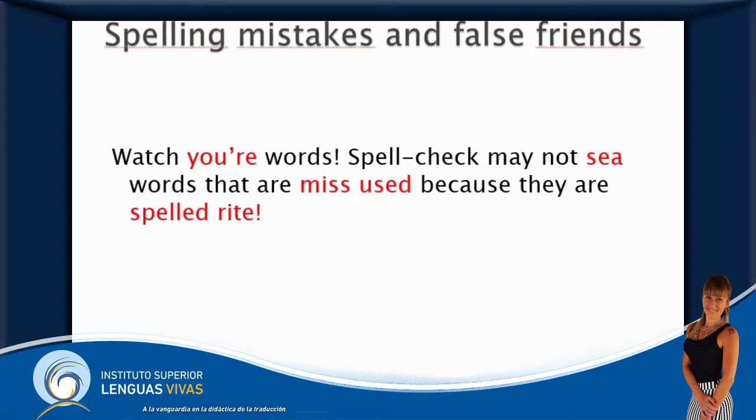The first thing we will analyze is the issue of spelling mistakes and false friends. Take a look at the example. You see that there are some words in red which are not badly written, they are correctly spelled, but they are not the correct words in that context. The existence of spelling mistakes proves that proofreading hasn't been correctly done.